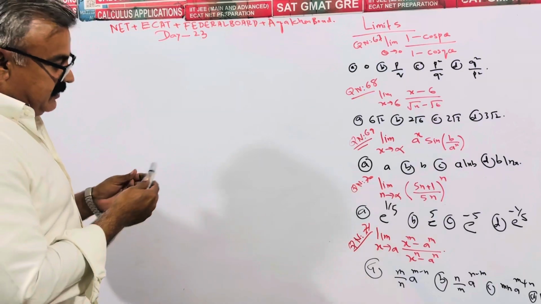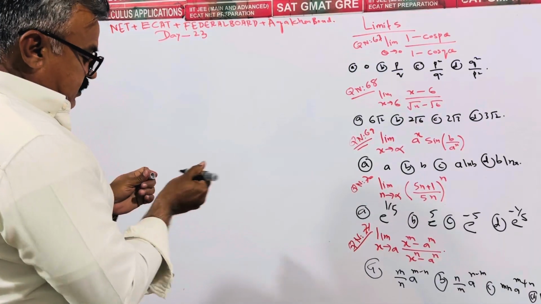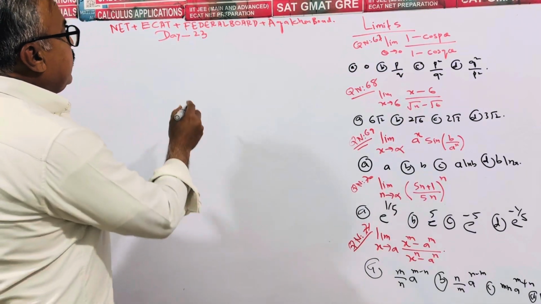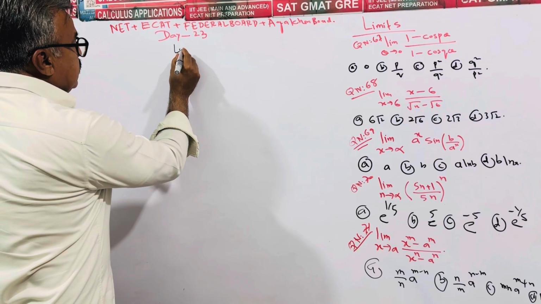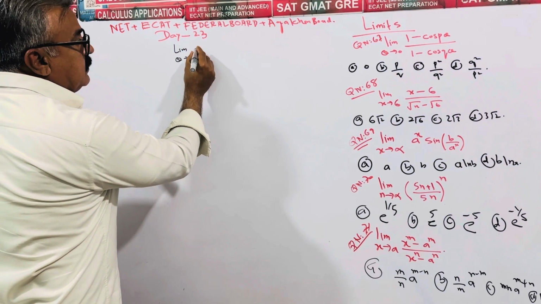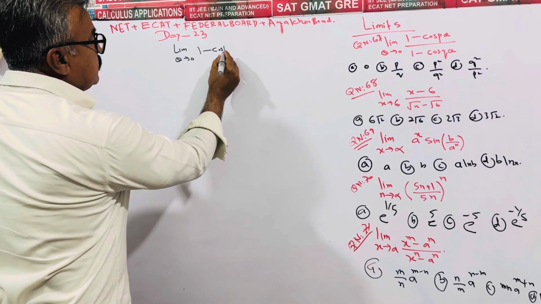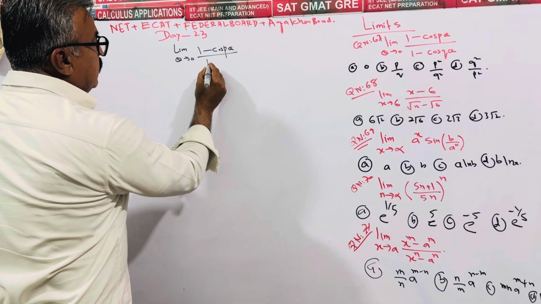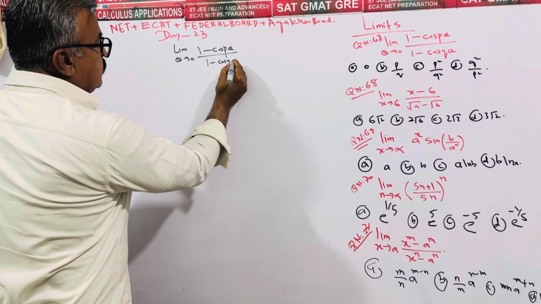Our question number one reads as: limit theta tends to 0 of 1 minus cos p times theta over 1 minus cos q times theta.